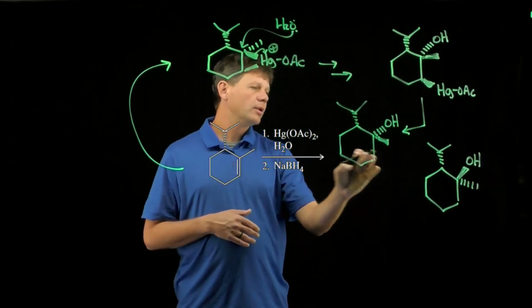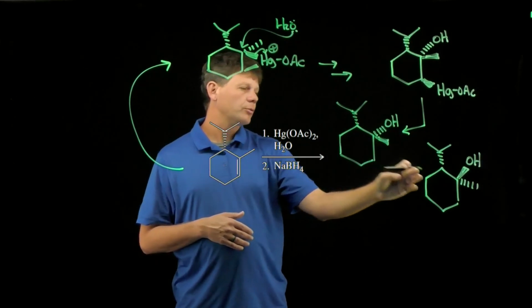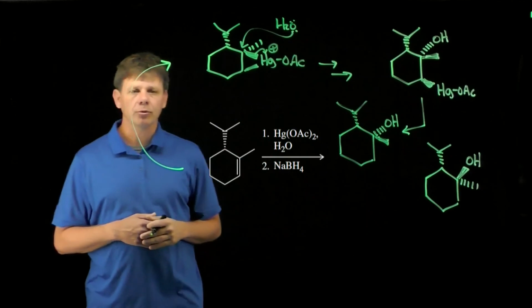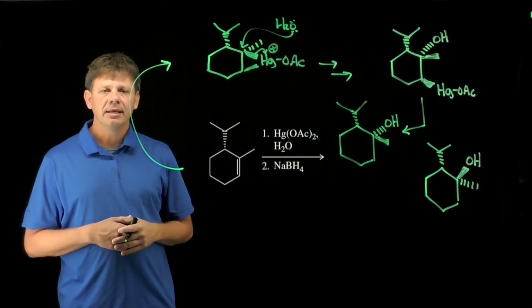How do these two differ? Notice the isopropyl group is down in both, but here the hydroxyl group is back. Here the hydroxyl group is forward. So we would expect to get two diastereomers in this reaction.